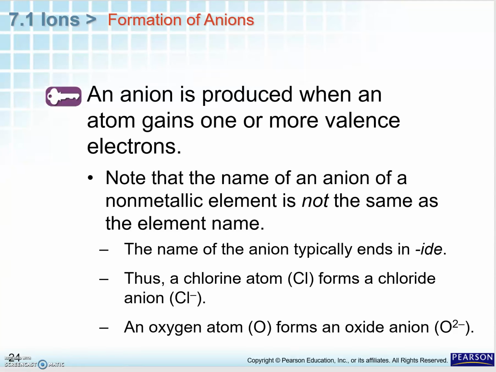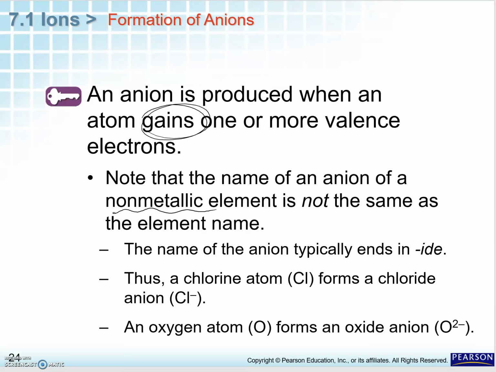Hi ladies, last time we talked about how to form a cation, meaning that it loses electrons, creating a positive. Now we're going to work on how to create an anion. Anions are going to be produced whenever an atom gains one or more electrons. Note that anions are typically those of the non-metallic variety, and the name is not the same as the element name.